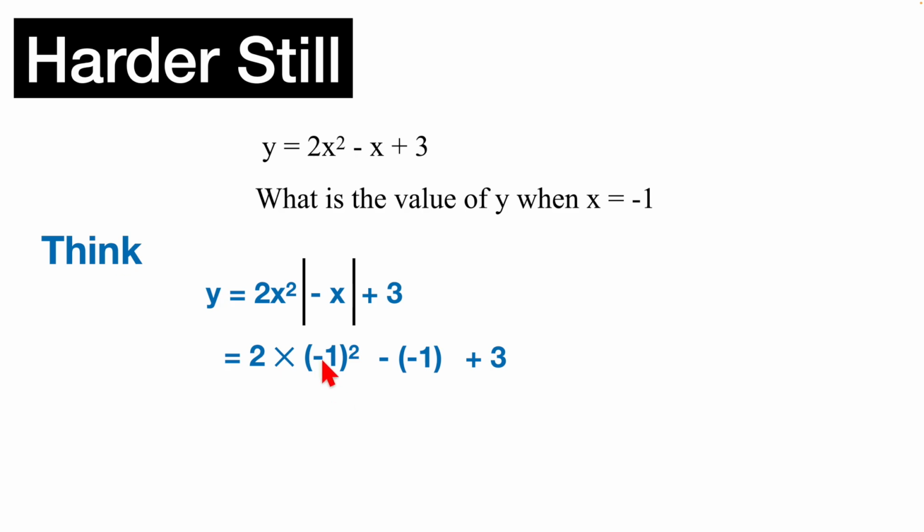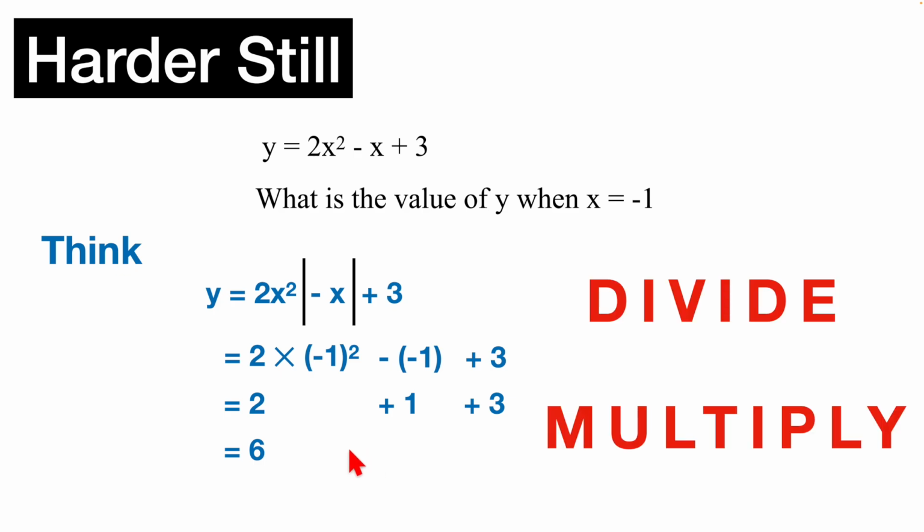So minus 1 squared is equal to 1 times 2. That's equal to 2. Minus 1, well, double minus, that's plus 1. And we've got a plus 3. It's all turned out positive, hasn't it? 2 plus 1 plus 3 is equal to 6. You'll probably not see a question that difficult, but if you do, you know what to do. So, finally, divide, multiply, divide and multiply. That's the way to answer these tricky questions.